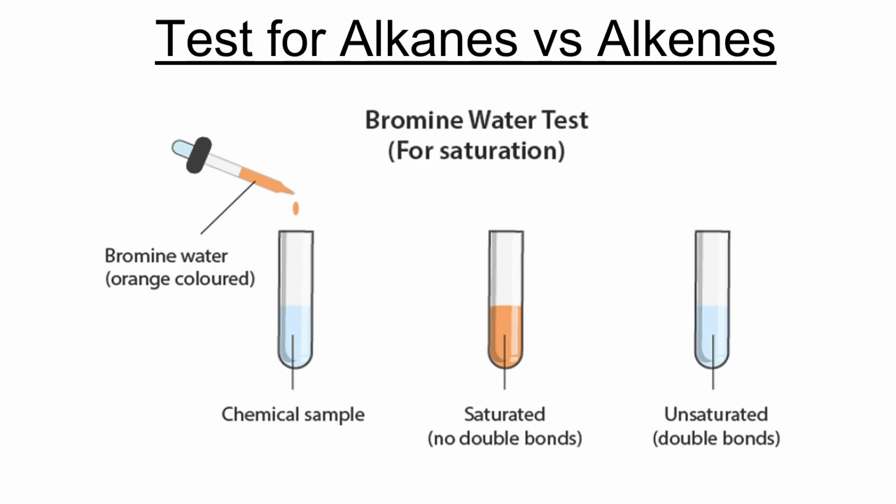So the test for alkanes versus alkenes, all students need to know this. You add bromine water, and bromine is an orange color, and it's a test for the double bond. If there are no double bonds, it's an alkane and it will stay orange. If there are double bonds, it will become decolorized.